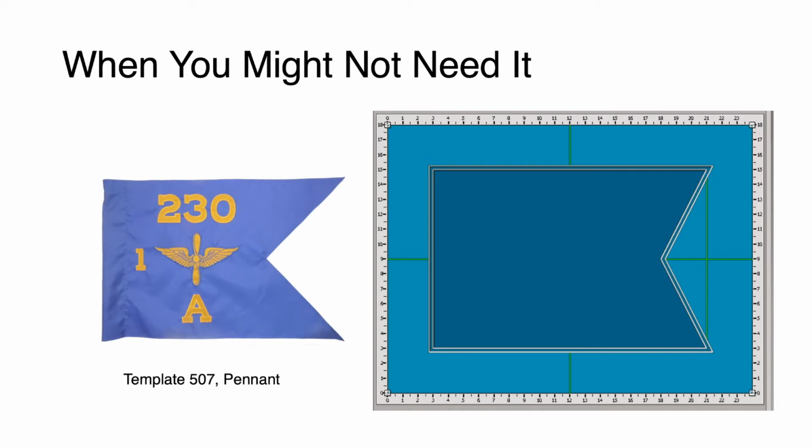Before we dive in, you might want to see if you can do the job without PathTrace. There are some things that might seem complex, but can be done with a standard template, like this guidon. Template 507, the pennant, can be adjusted to fit a guidon like this one or a pennant.